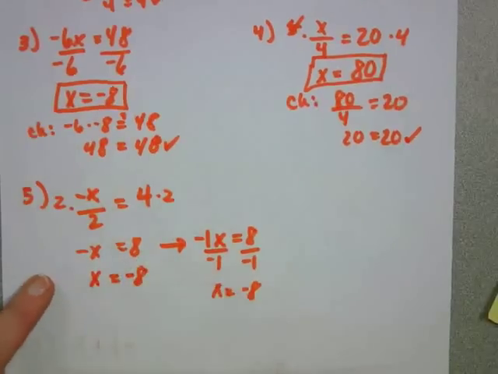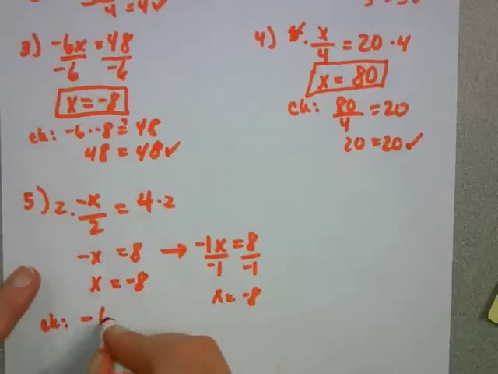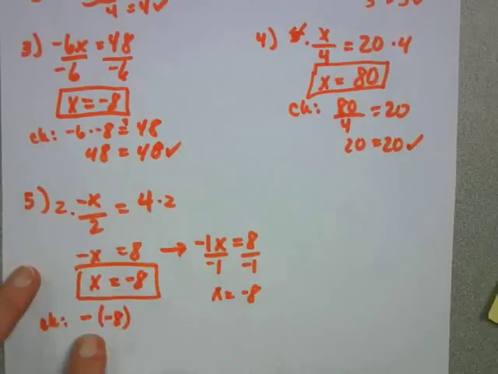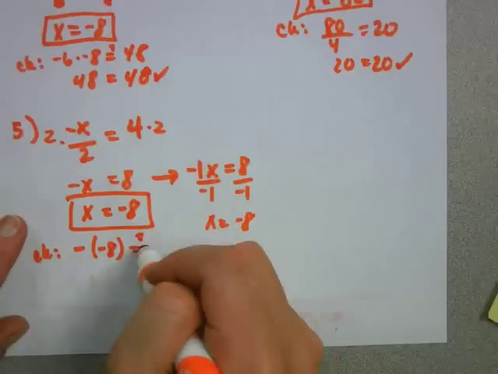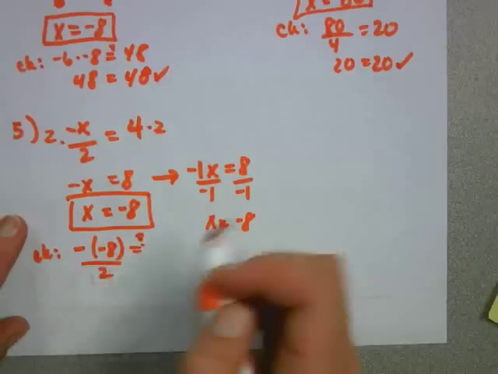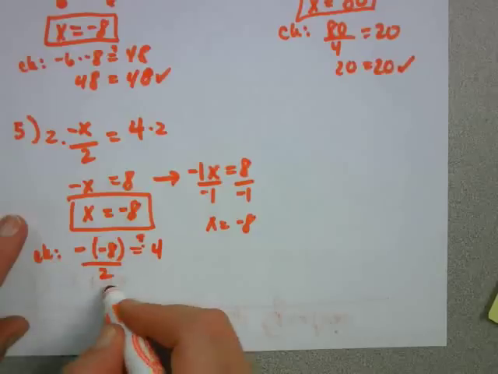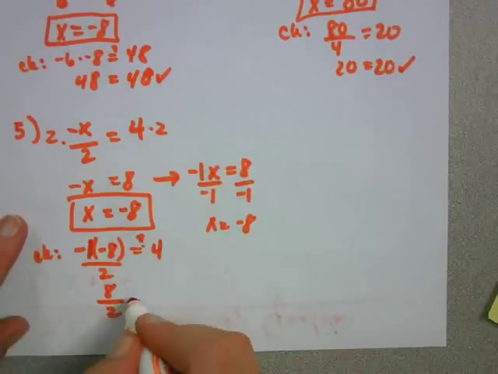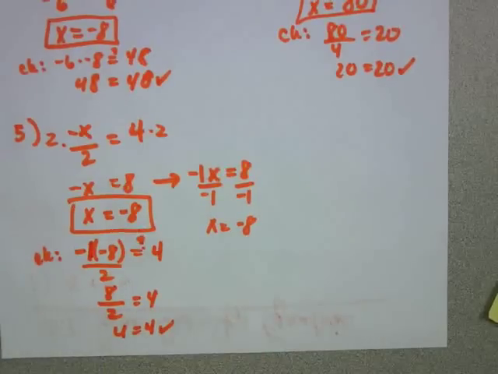To check it, when I plug it back in, it's going to be a negative times x. And x is negative 8, remember? So I actually have a negative, negative. So I use parentheses there to separate. Equals, with your question mark, divided by 2 is 4. That's the original problem. And a negative times a negative is a positive. This is like negative 1 out there. So it's negative 1 times negative 8. 4 equals 4, so I know I did it right. Okay, now we're done with 3.1 notes, and we're going to go on to 3.2 right now.